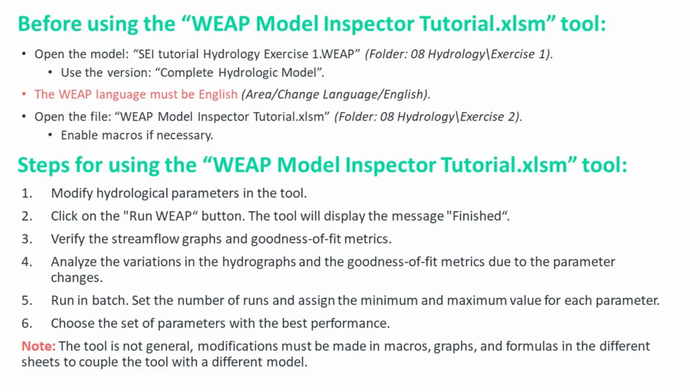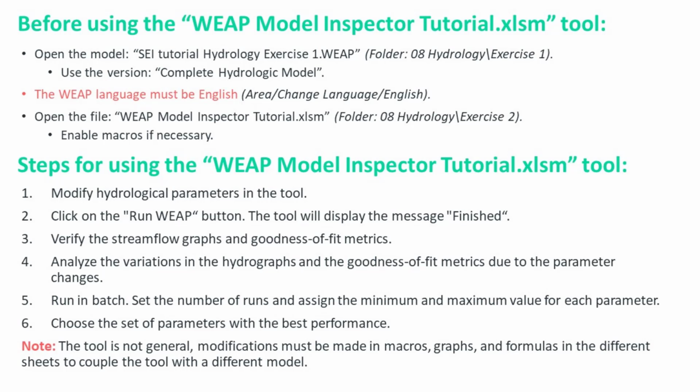The graphs should be used to understand the hydrological response to changes in the parameters. For example, if the peak flows increase or decrease, if the base flow increases, if the response is slower or faster. The tool can run in batch. The end set of parameters are constructed by generating random numbers between a minimum and maximum value for each parameter. Fifth, choose the best set of parameters based on goodness of fit metrics and water balance results.